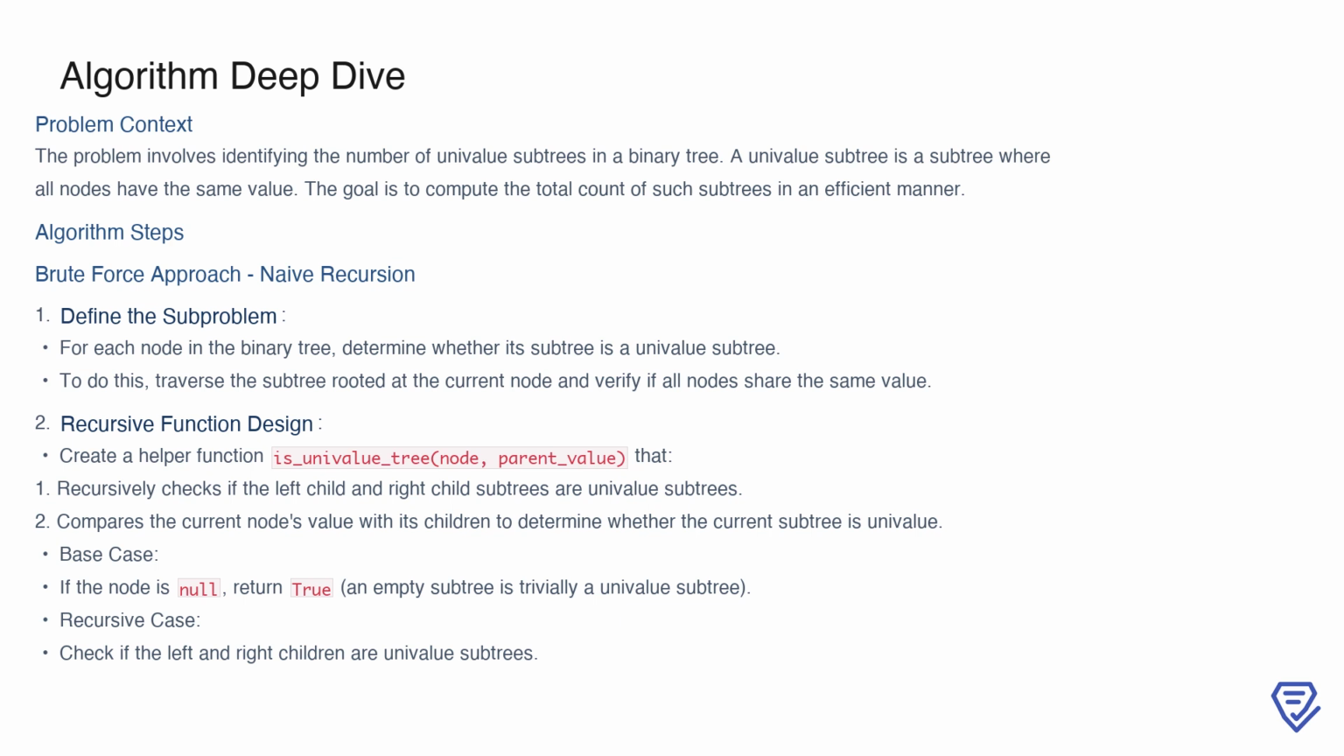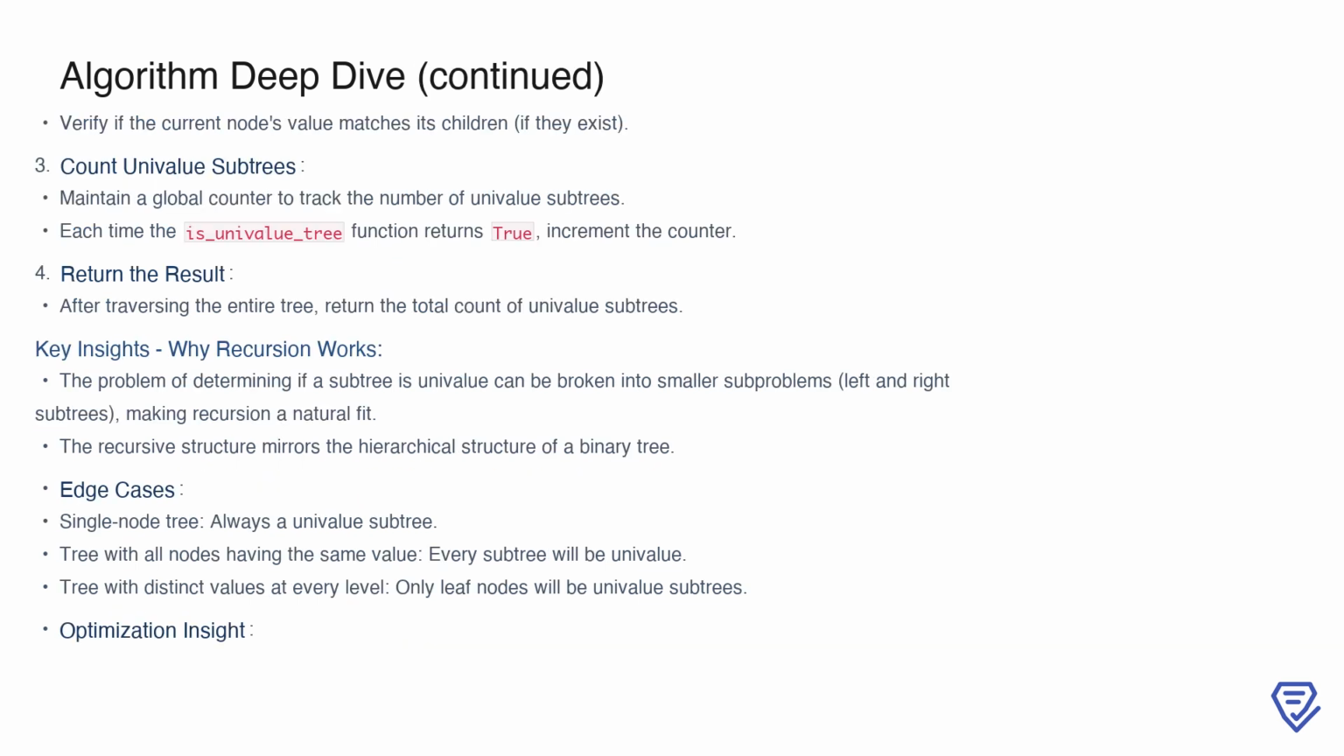The base case for this function occurs when the node is null, at which point we return true, since an empty subtree is trivially Univalue. In the recursive case, the function checks both the left and right subtrees and verifies whether the current node itself contributes to a Univalue subtree. To complete the brute force approach, we add a mechanism to count the number of Univalue subtrees. This is done by maintaining a global counter that increments each time the helper function confirms a subtree is Univalue. The final result is obtained by traversing the entire tree and returning the total count stored in this counter.